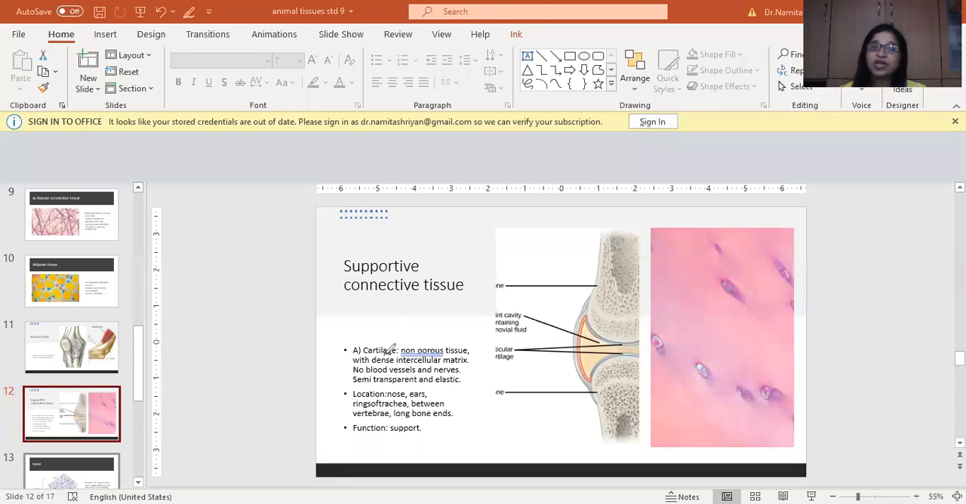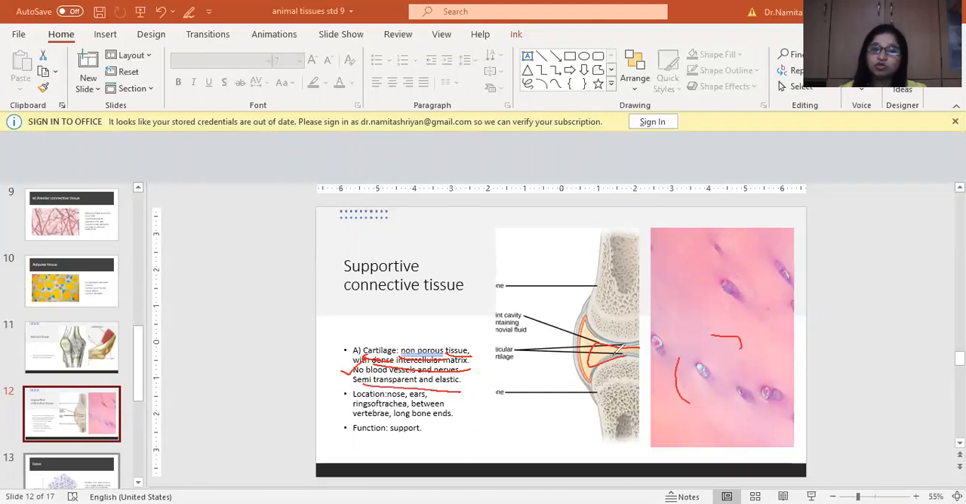Yes. So in that we have, if you remember, I had talked about two types, cartilage and bone. So let us talk about the cartilage, right? Can you see this? There is this cartilage in between. Now you have to understand it is non-porous. So you will not have any pores in this non-porous tissue with dense intercellular matrix. If you look at it, can you see the matrix? Yes, it is dense matrix. No blood vessels and nerves are present. So if there is no blood supply, no nerve supply, they are semi-transparent and elastic.